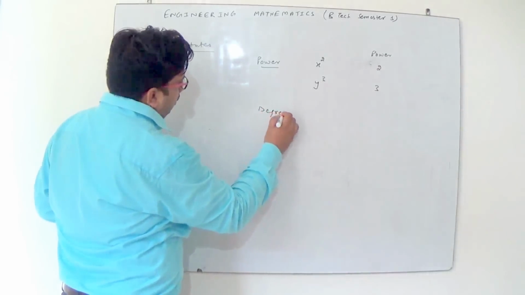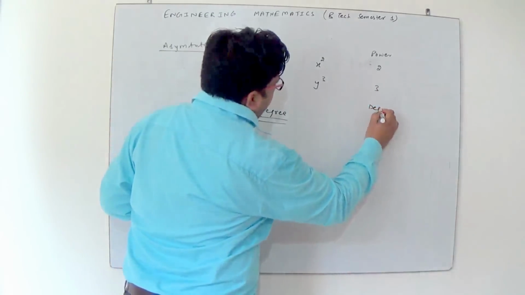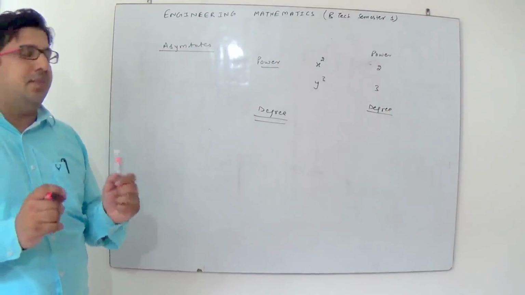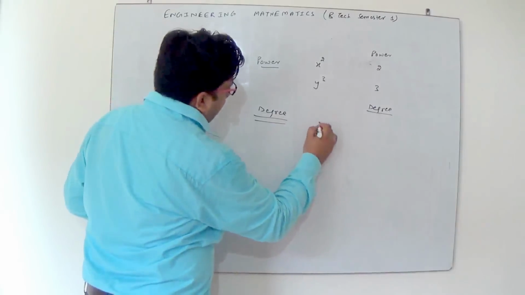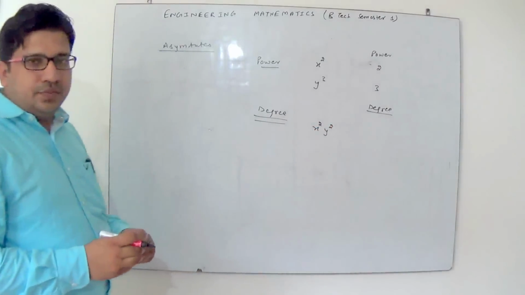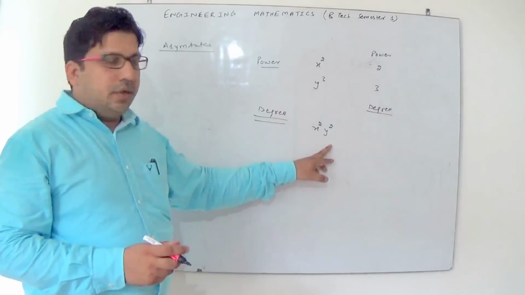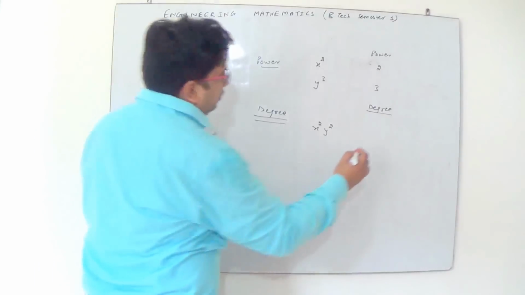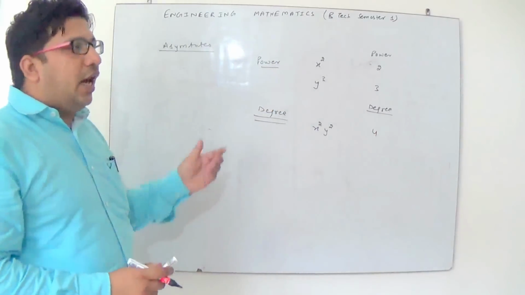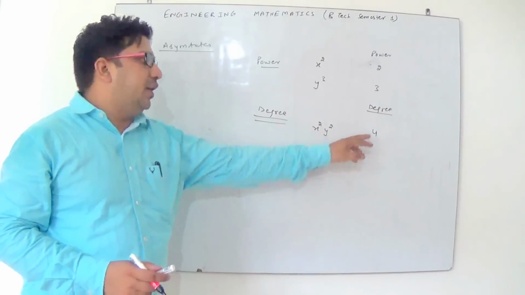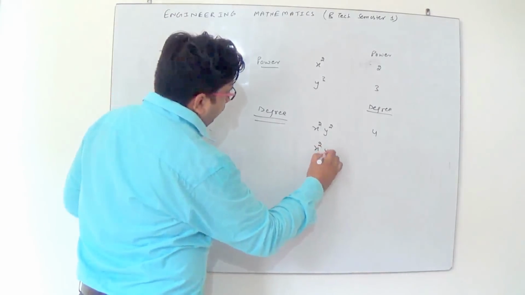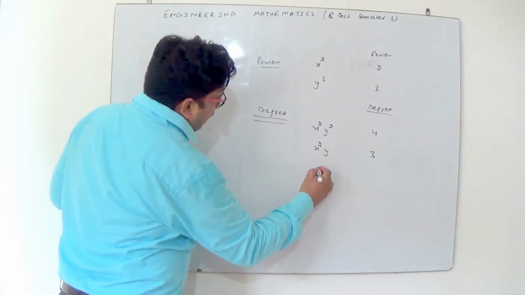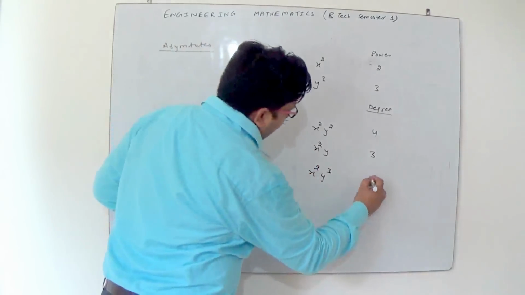Now, degree. While calculating the degree of a term, we always add the powers of variables which are in product. Let's suppose x square y square is there. Its power is 2, its power is 2, and they are in product, so the degree will be 4. So if the variables are in product, their powers will be added to form the degree. Similarly, x square y, 2 and 1, it will be 3. Let's suppose x square y cube, it will be 5.